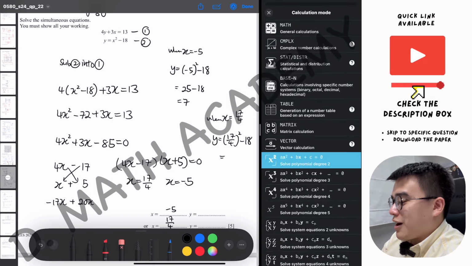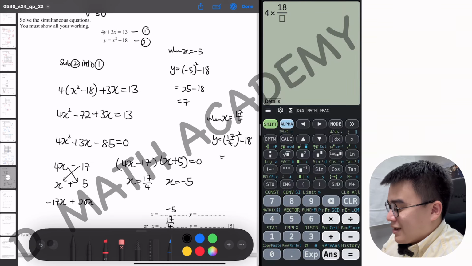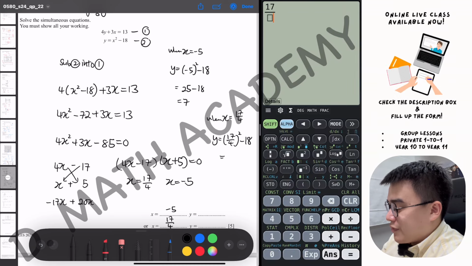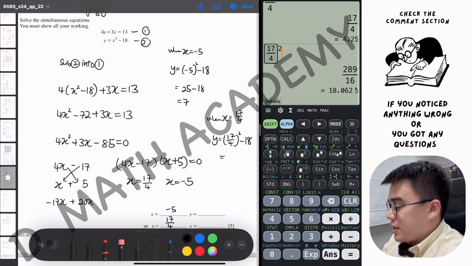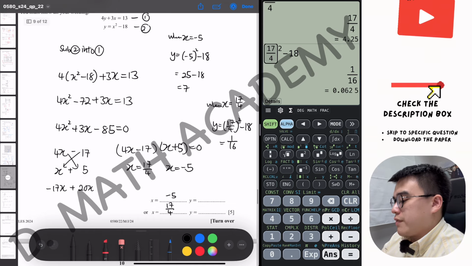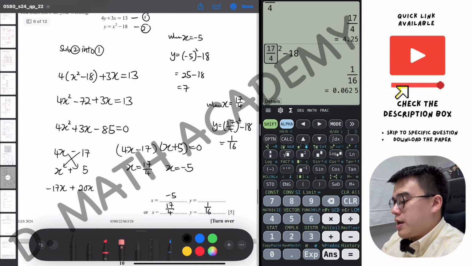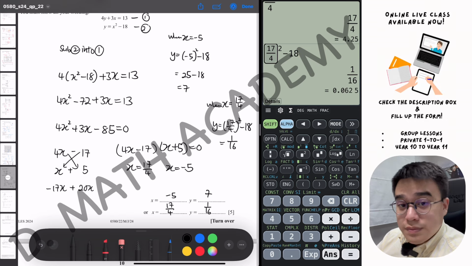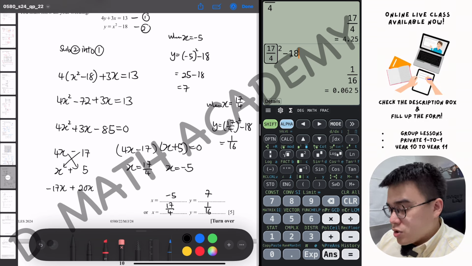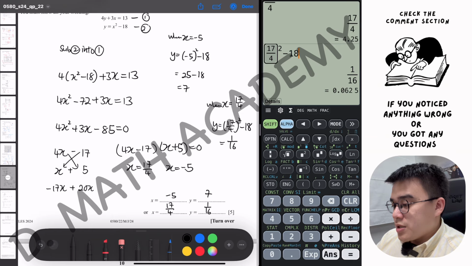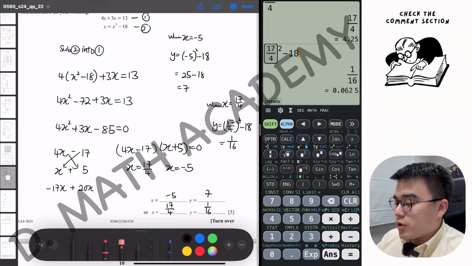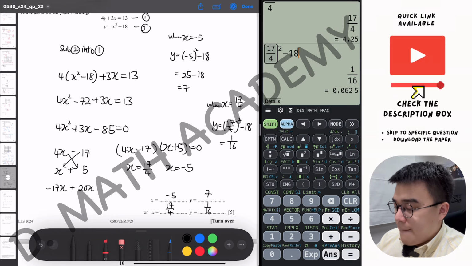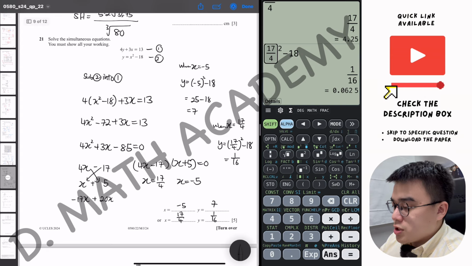I'm too lazy to calculate at this point. I'm going to use my calculator. 17 over 4, square it, and then minus 18, you get 1 over 16. So I have 1 over 16 here and a 7 as my final answer. Okay, so quite tedious. Please don't panic and solve it step by step. For question 21, moving on to question 22.